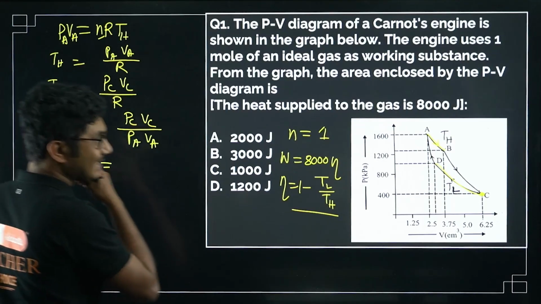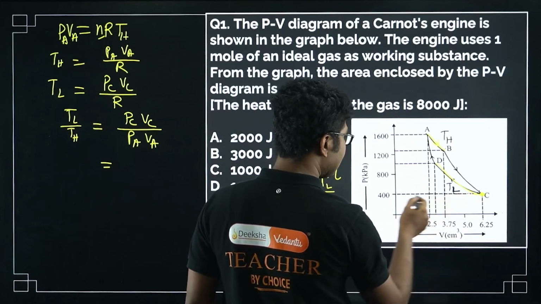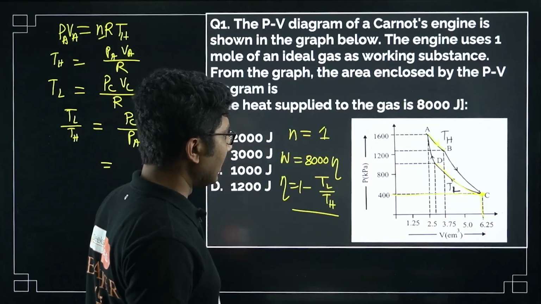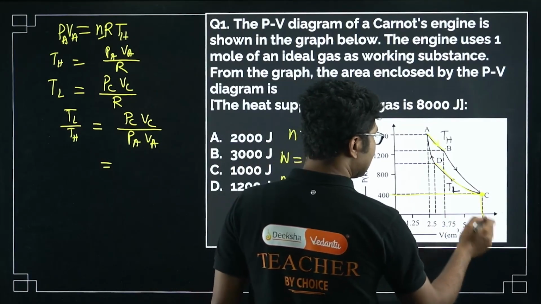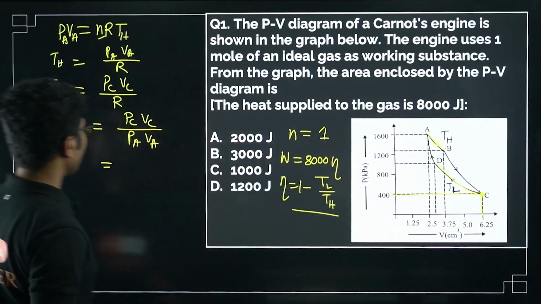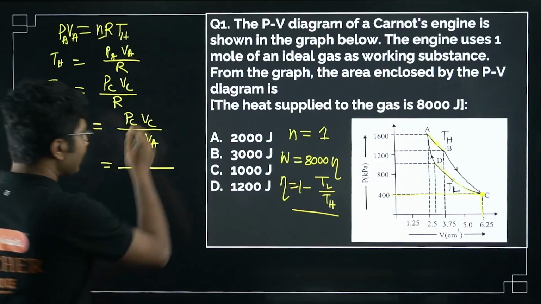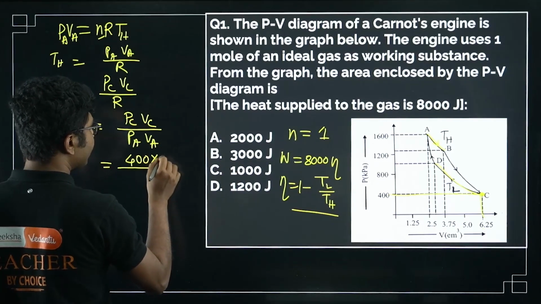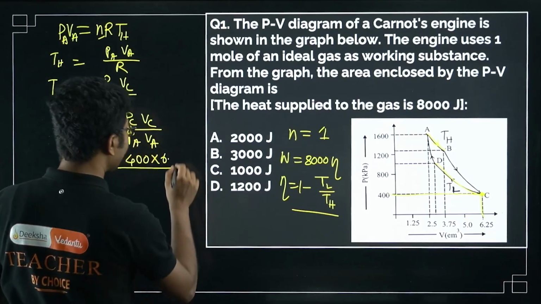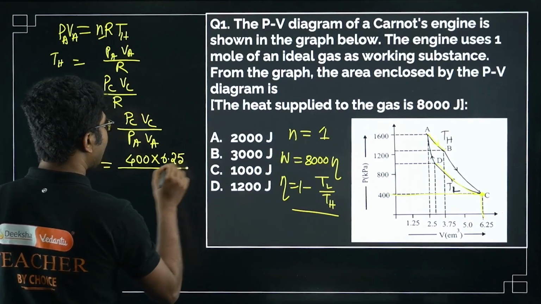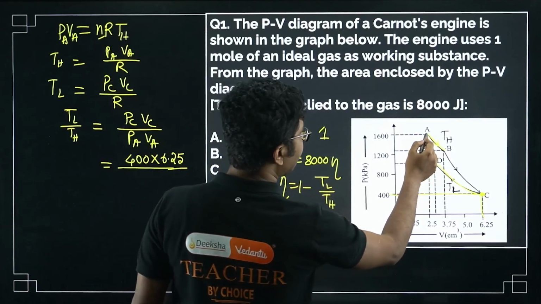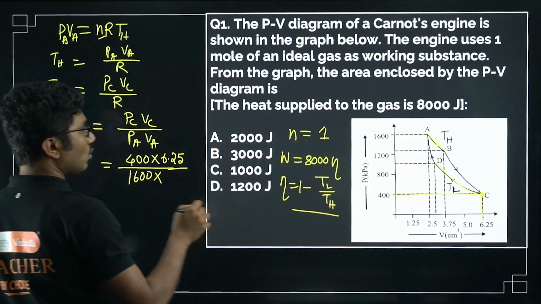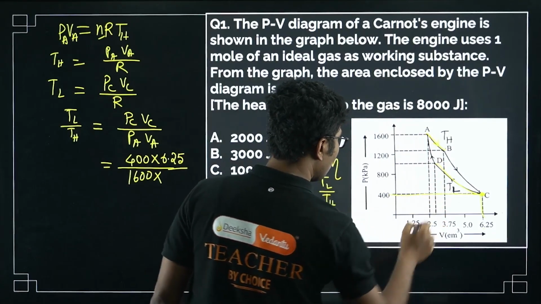Now what is PC VC? PC is 400 kilopascal and VC is 6.25 meter cube. Now the constant does not matter because it's a division, it will be cancelled anyway. So 400 into 6.25 divided by PA, which is 1600, into VA, which is 2.5.